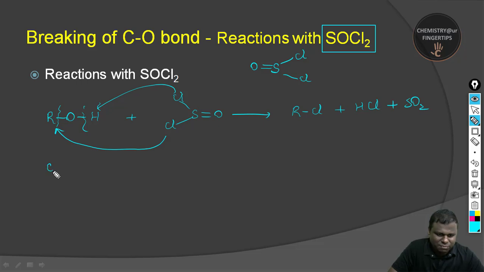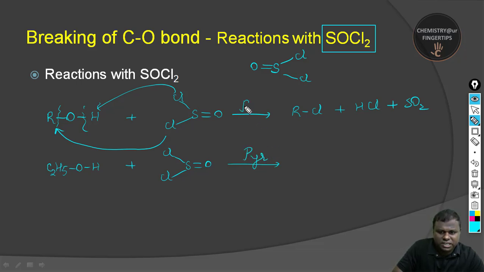So I'll give you one very simple example. So this is nothing but C2H5OH, right? And then this is treated with S double bond O, right? And then you have Cl here, there is one more Cl here, right? अब क्या करेंगे? थायोनिल क्लोराइड को नॉर्मली हम यूज करते हैं pyridine और हम नॉर्मली करते हैं रिफ्लक्स.